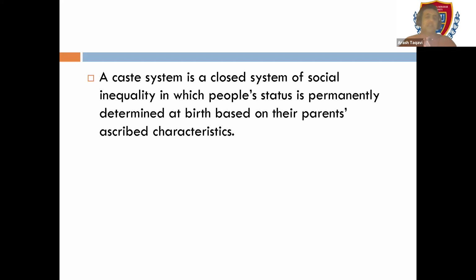Also, it is not about this time. Honestly, it is not about this time, but relatively we can find some types of caste system in Asia, in Africa, even in some states of America, in which people's status is permanently determined at birth based on their parents' ascribed characteristics. So what are the keywords of the caste system? At first, the major keywords are ascribed characteristic or parents. Second, permanently. You're ascribed and permanent. These are ascribed characteristics, and they cannot change over time. They are permanent features for a whole period of your life, for your lifelong.